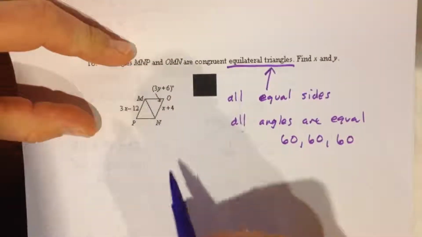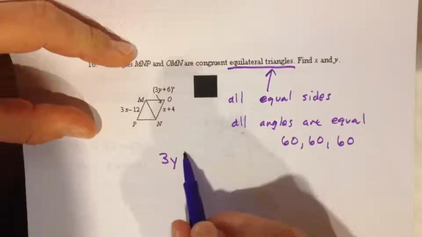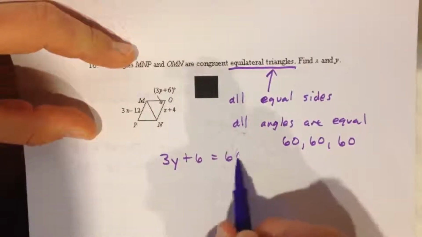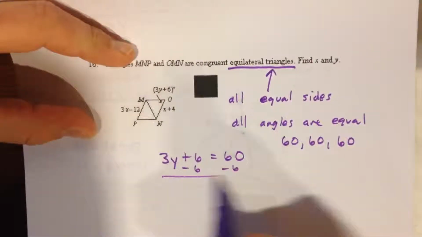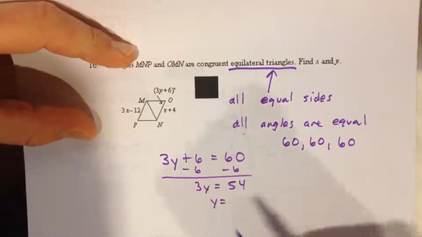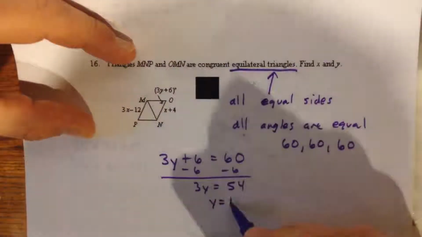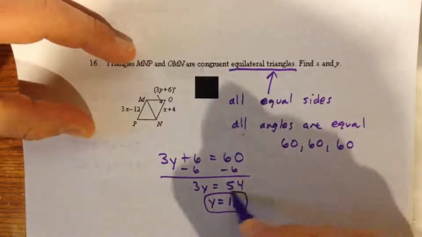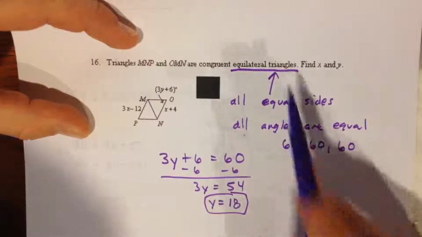So given that, it tells you that this angle right here is 3y plus 6, and you know what it's equal to. It's equal to 60. So from there, it's just a matter of solving that equation to find y. So y equals 18. Okay, so you just have to know that about equilateral triangles.